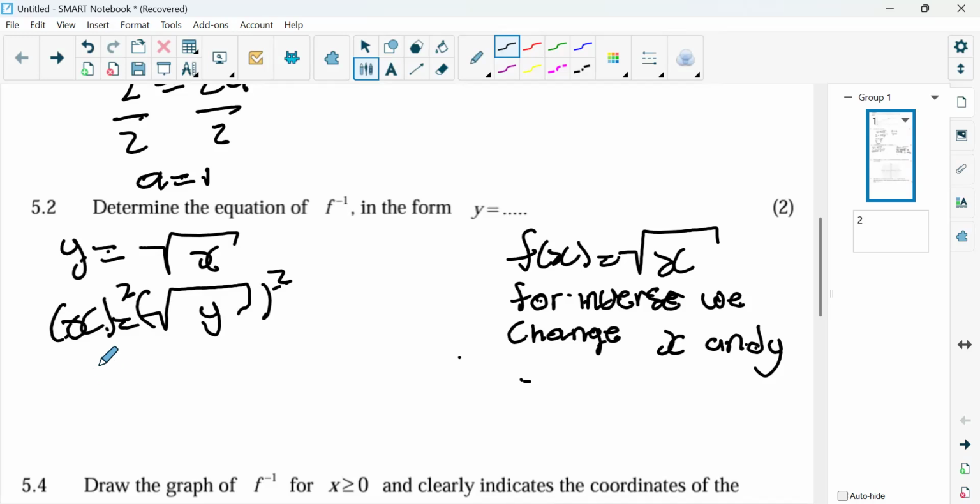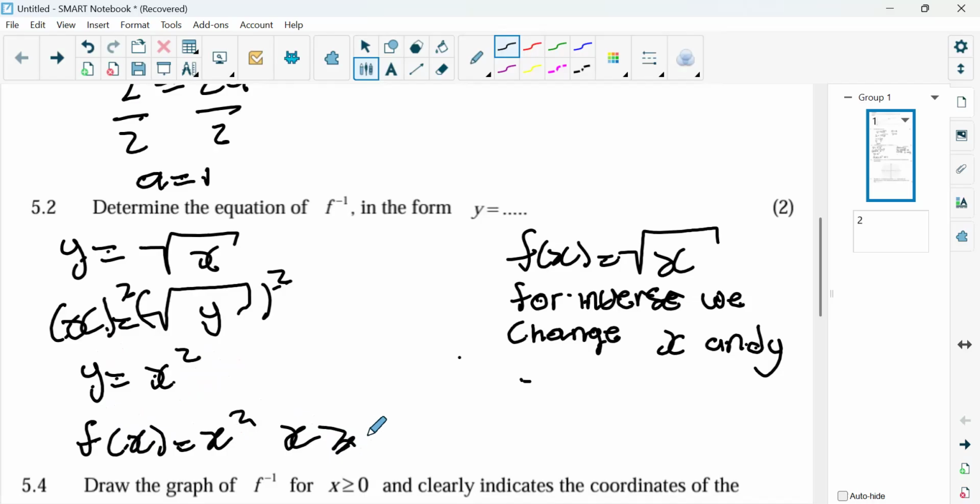But remember, we are starting from a function here, so we need to give them the restriction. We're going to write f inverse of x. And it's not differentiation, by the way. So it's f to the power of minus 1. This one is not f prime. So it's f to the power minus 1, open bracket x, is going to be equal to x squared, where x is greater or equal to 0. We should specify that our x should be greater or equal to 0.